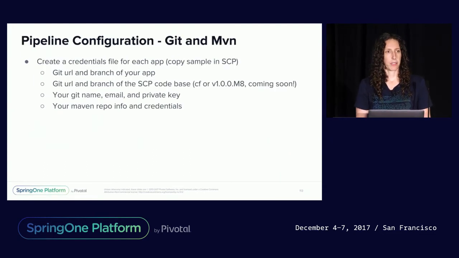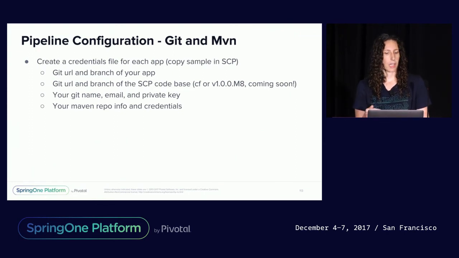Then there's pipeline configuration. There's certain configuration that you're not going to push onto your application because it's credentials and things like that. This is just information the pipeline needs when you do your fly set pipeline command. So it's your Git information, your Git private key, your email, your name, and it's the Maven repo information. You also have to tell it where the source code repository for the actual Spring Cloud Pipelines code is. So what Marcin was showing earlier. And if you were to do this right after walking out of this room, you would want to use the CF branch.